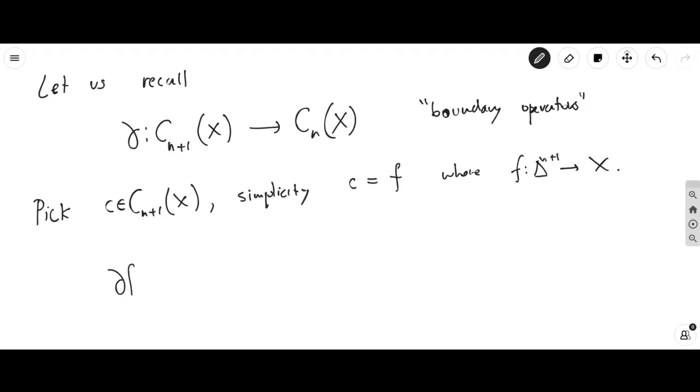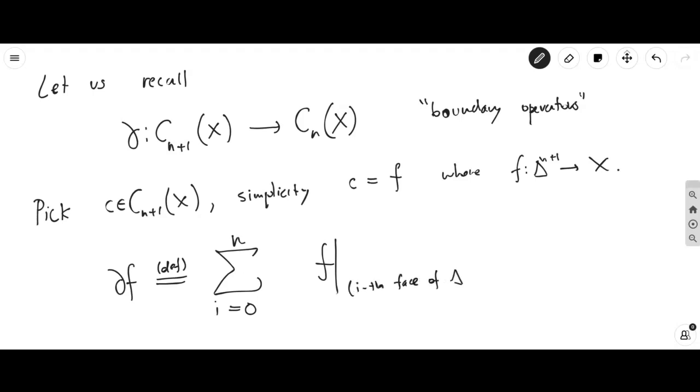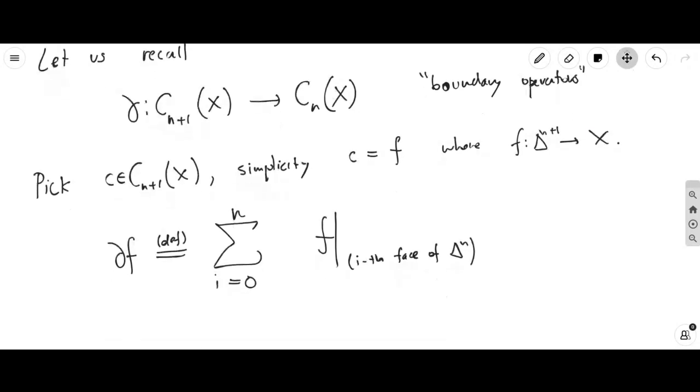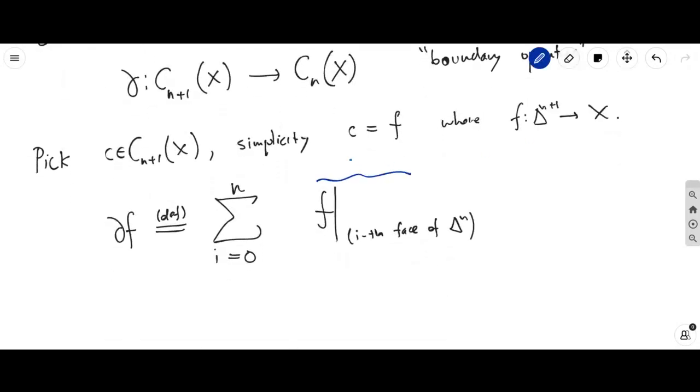And the way we define the boundary is a sum, i going from 0 to n, and we take F and we restrict it to the ith face of delta n. In the notes that I gave you, this is an abuse of notation. That's the visualization for what we're trying to do. But the actual name of the map is delta i of F. This is the mapping that you get by setting one of the coordinates equal to 0.